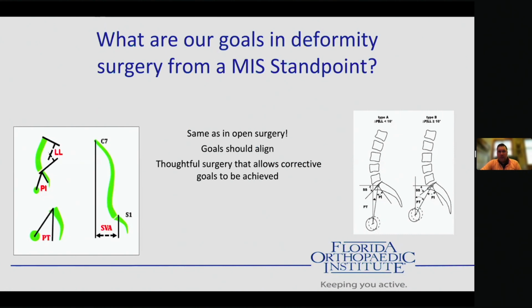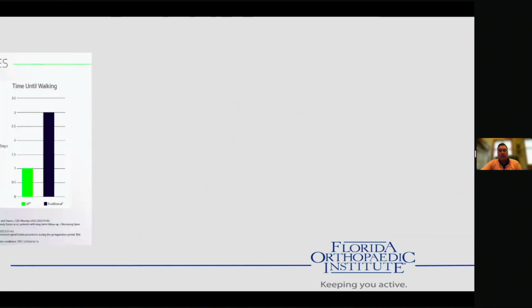So what should our goals be from an MIS standpoint? Lateral is obviously thought of as a more MIS surgery, but I'll show you here and we'll argue that there may be some use in the prone position for open deformity surgery as well. But our goals should be the same as open surgery. They should be thoughtful and allow for the correction goals to be achieved no matter what our approach is.